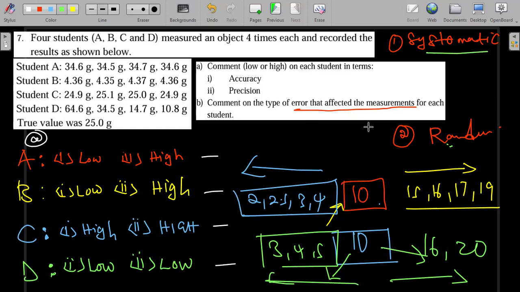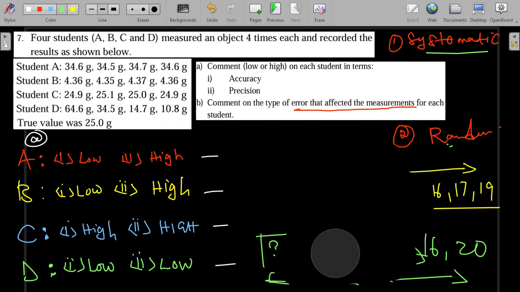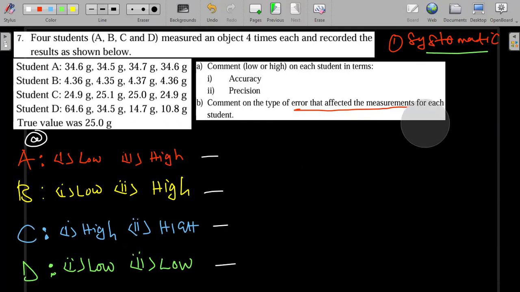The systematic error will happen in one direction: either those measurements are all greater than the true value, or they are all less than the true value. But for the random ones, some measurements will be greater than, some will be less than the true value. Okay, so now we know the concepts. Let's comment on each of these measurements here in comparison to the true value. So the true value here is 25.